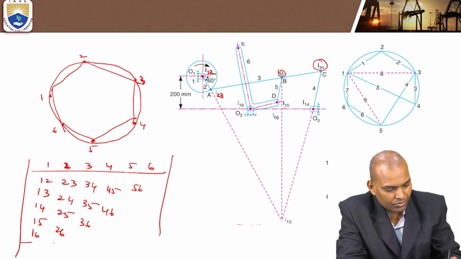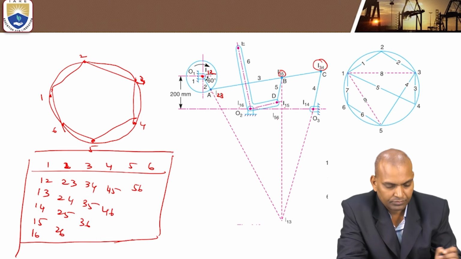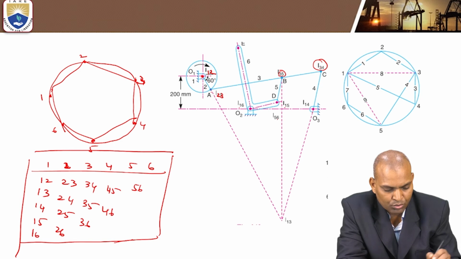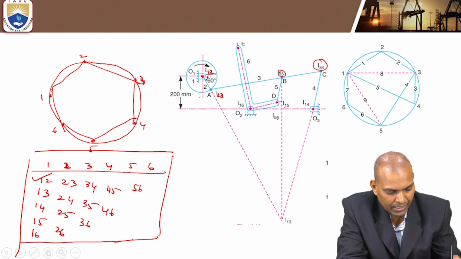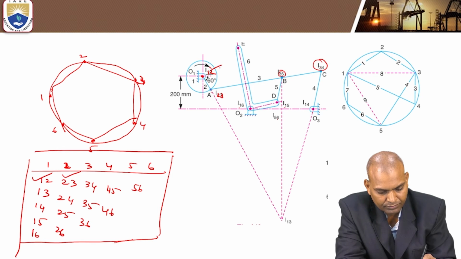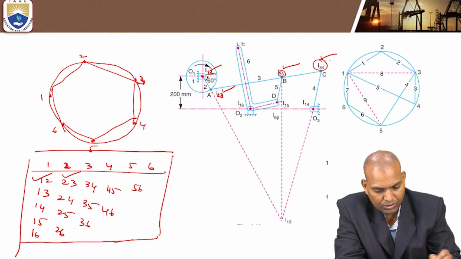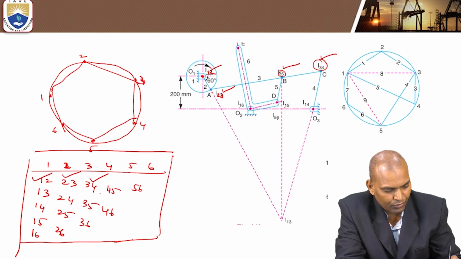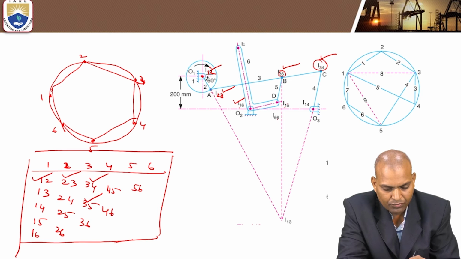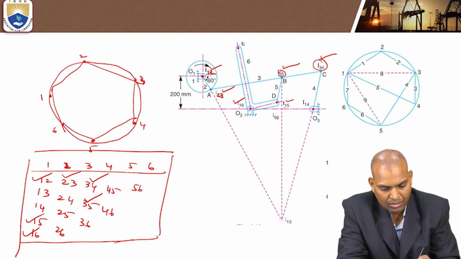What are the eye centers we have located here? Now the 1,2 eye center is located. 1 and 2, 2, 3. 2, 3 and 3, 4, 3, 5. Next 1, 6, 1, 5. And 5, 6.